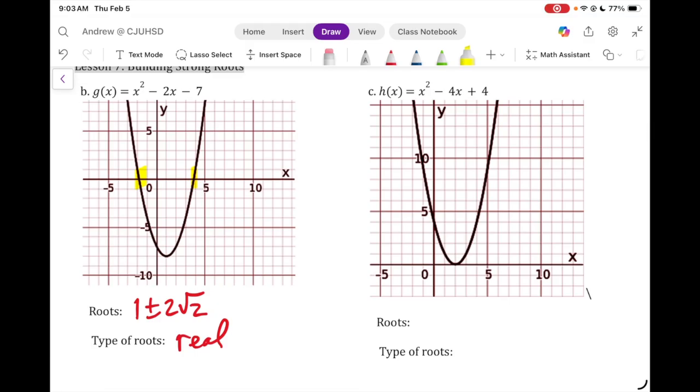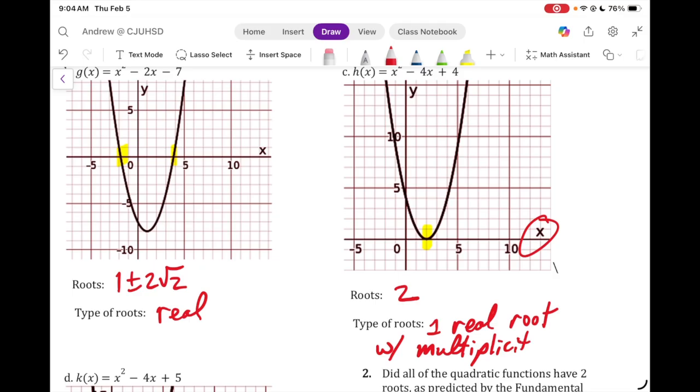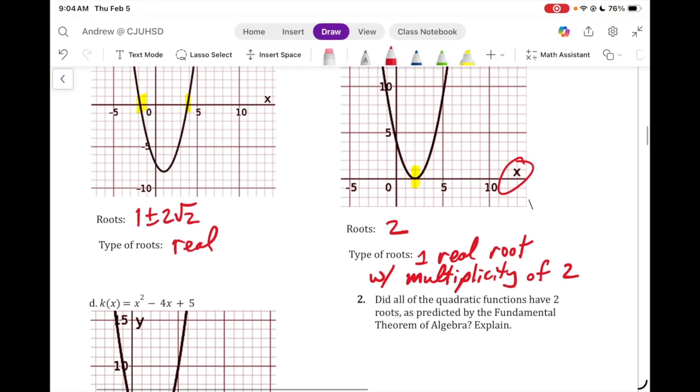On C, there's only 1 root. But you notice how it's bouncing off the x-axis? We call that a root that has multiplicity. In fact, although it's real, there's only 1 real. Actually, I put the wrong thing here. It's at x equals 2. There's 1 real root with a multiplicity of 2. That means it's repeated. A repeated root. So look for those bouncers.